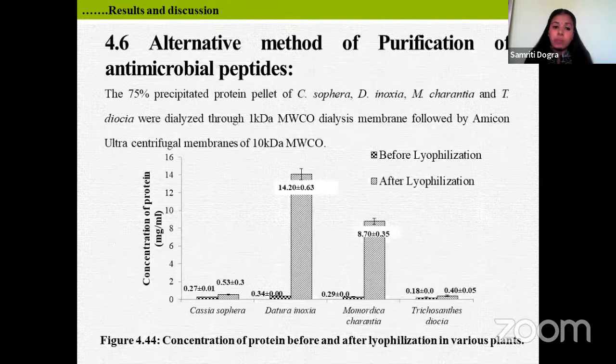So we used an alternative method for the purification. In this, we used ultrafilter centrifugal membranes of specifically 10 kilodaltons. Then we filtered our protein samples of all the four plants and lyophilized them. Then we observed different concentrations. In Cassia, a very minimal amount of protein was observed, similarly with Trichosanthes. Only Thuja enoxia and Momordica showed a good percentage of protein after lyophilization.